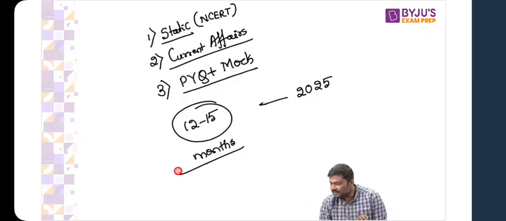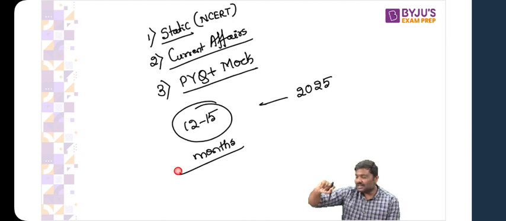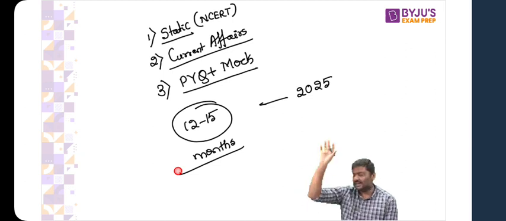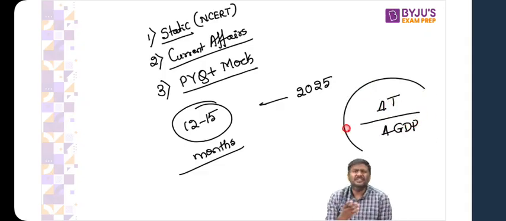Tax buoyancy. Whenever there's a change in the GDP from one year to the next, as a result of this, how much is the change in the taxes collected? So what is the change in the taxes collected divided by the change in the GDP? This is called tax buoyancy. So when GDP increases from one year to the next, automatically the taxes collected should also change. That is tax buoyancy.